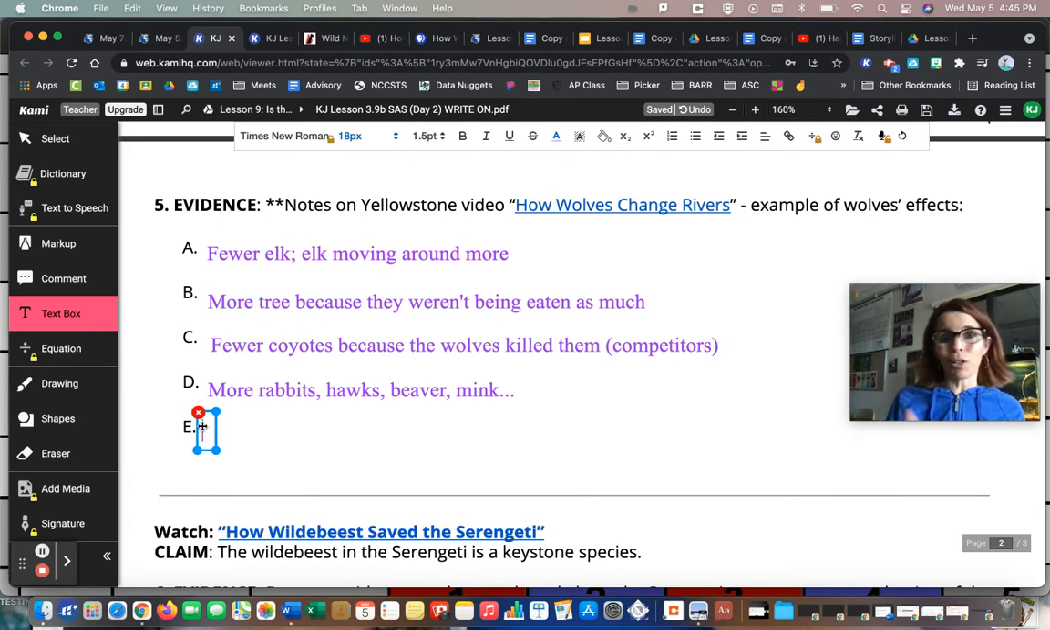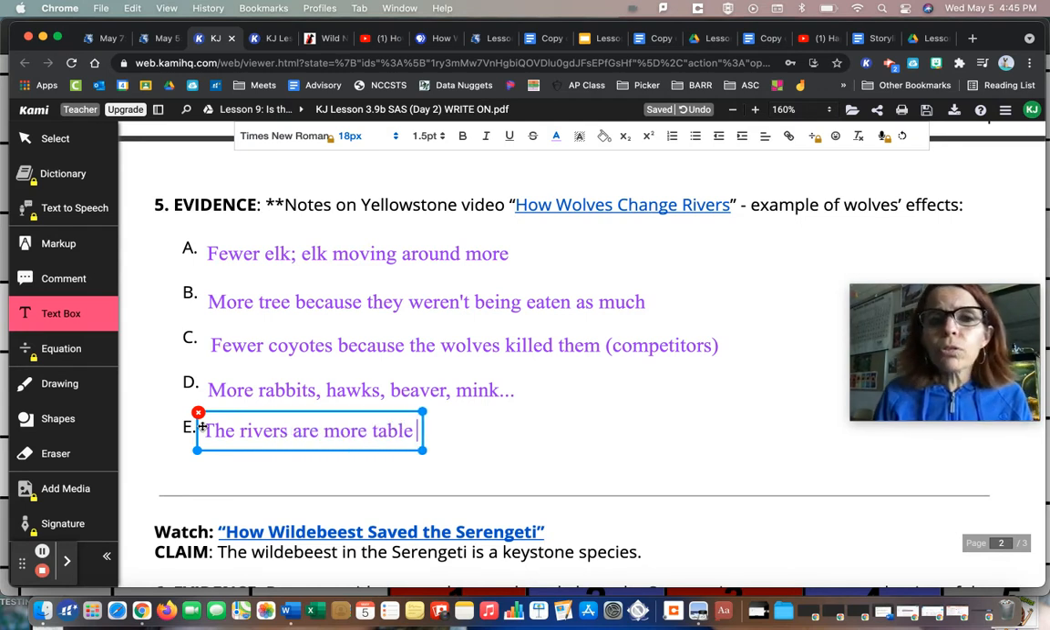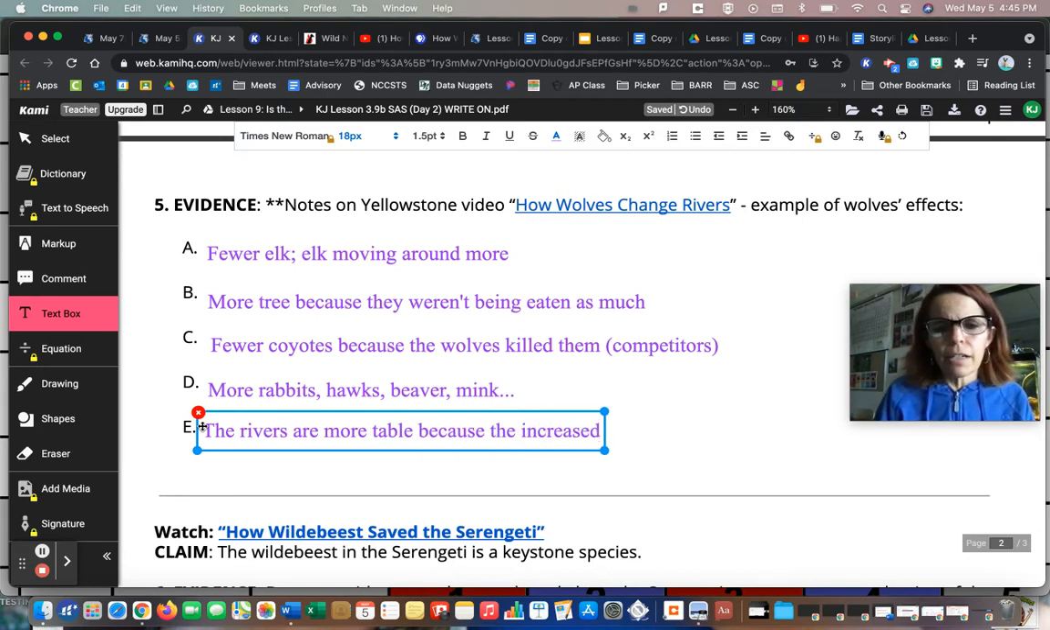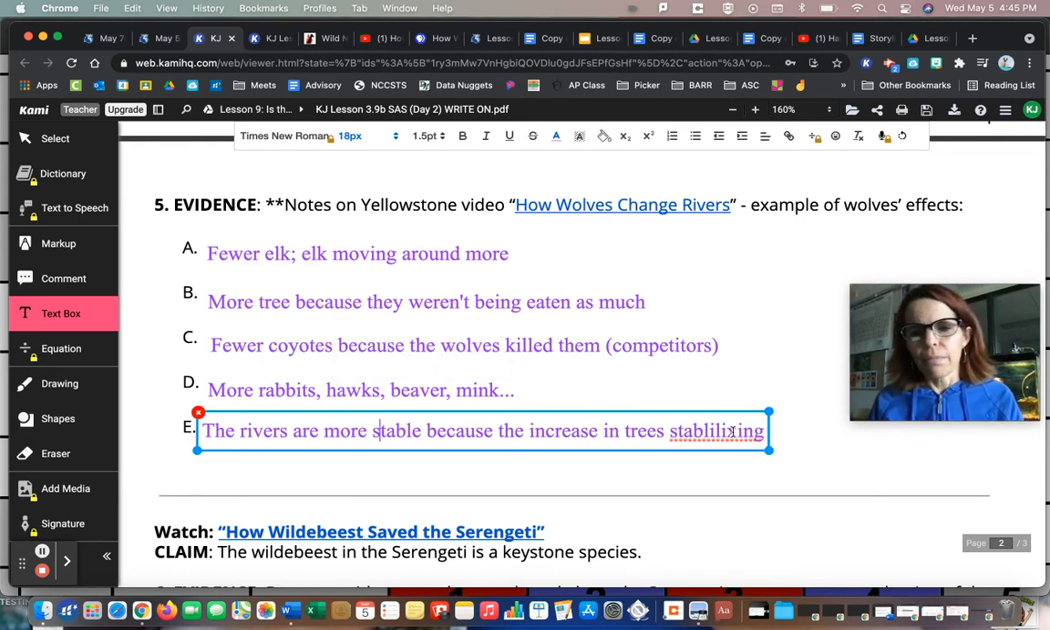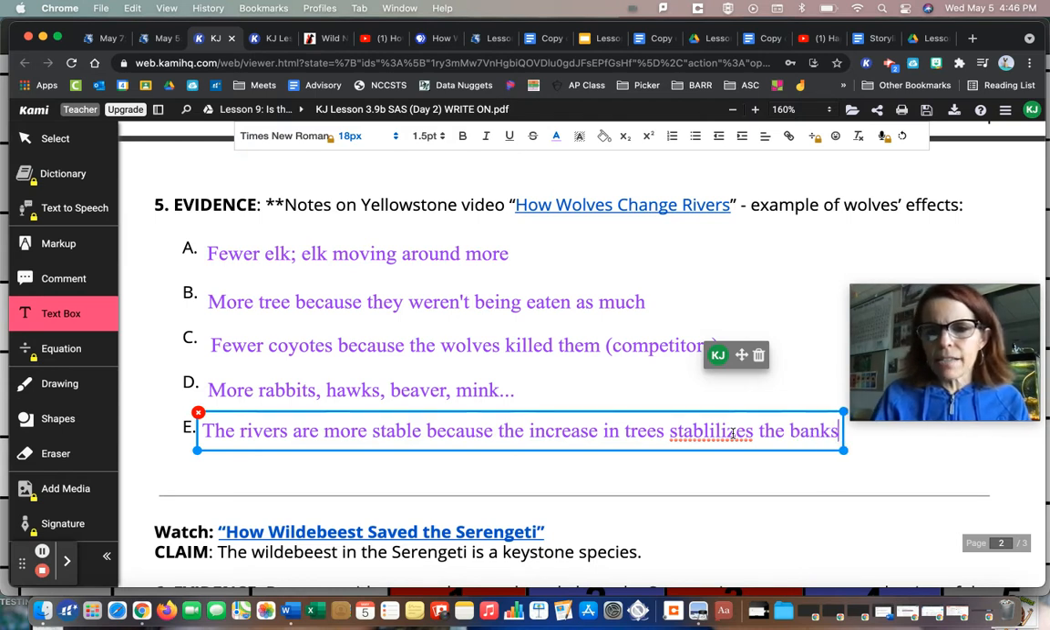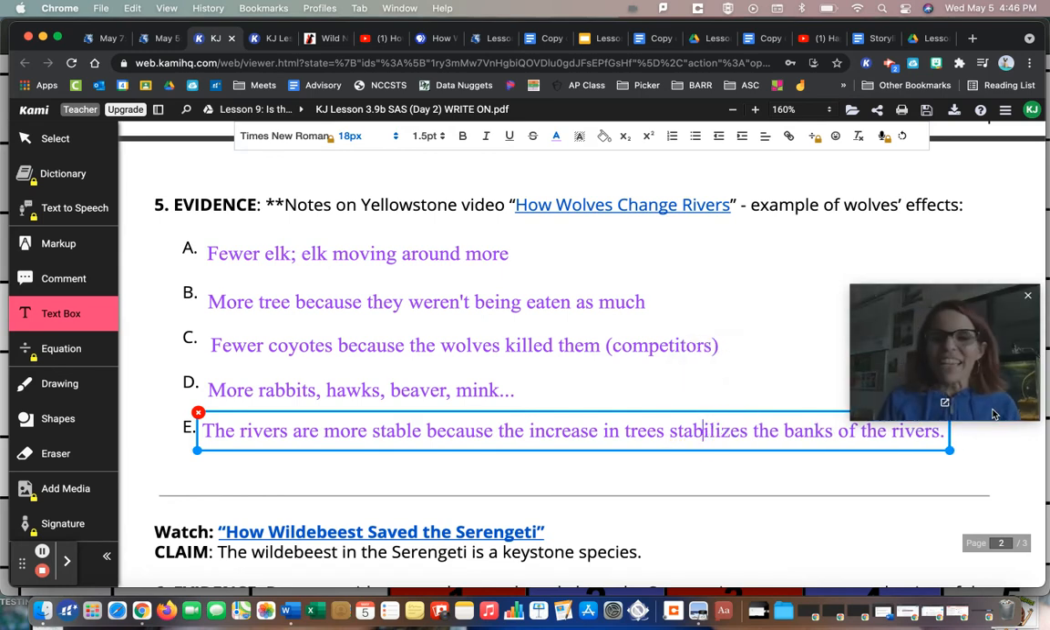And then the last one was the crazy one. It wasn't even an impact on animals directly. The rivers are more stable now that there are wolves in Yellowstone because the increase in trees stabilizes the banks of the rivers. Stabilizes. There we go. Okay, moving on.